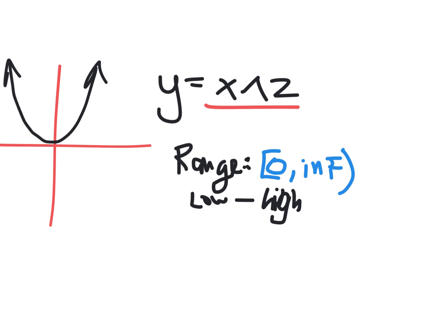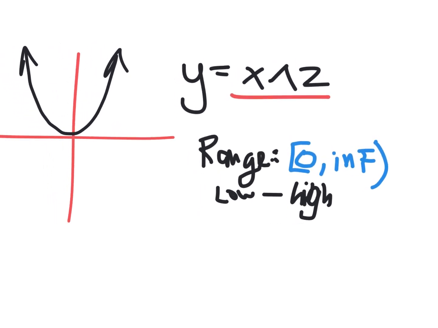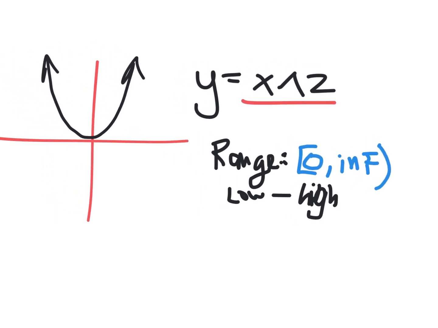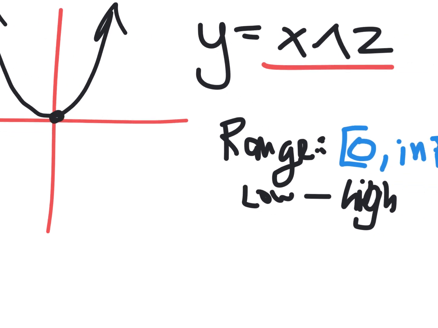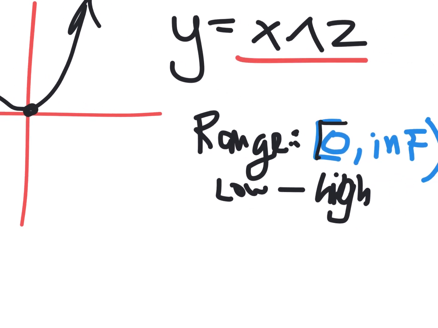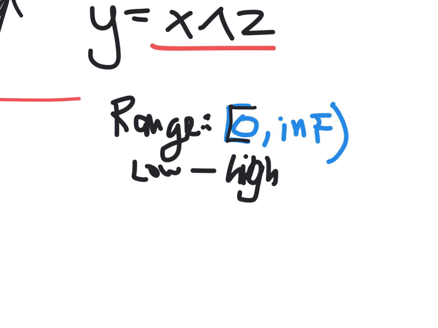Does this touch 0 on your picture? I know my picture's not perfect, but it's supposed to be touching 0, right? So when it touches something, there's a bracket on it. This function does touch 0, so there's a bracket there. And pro tip on infinities, they always have parentheses because you can't get to infinity.